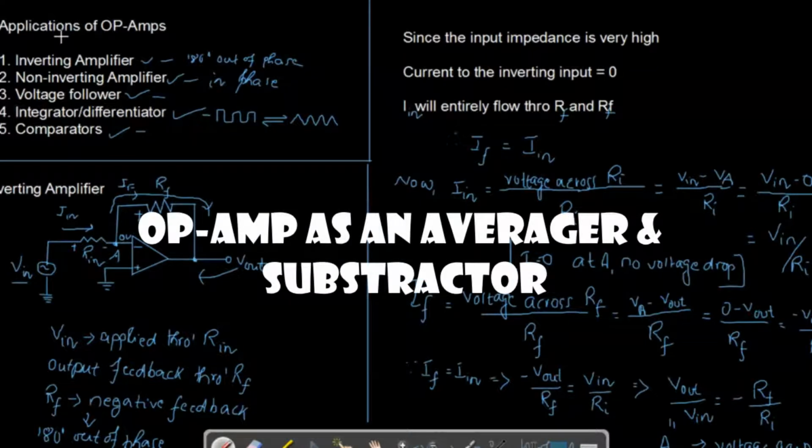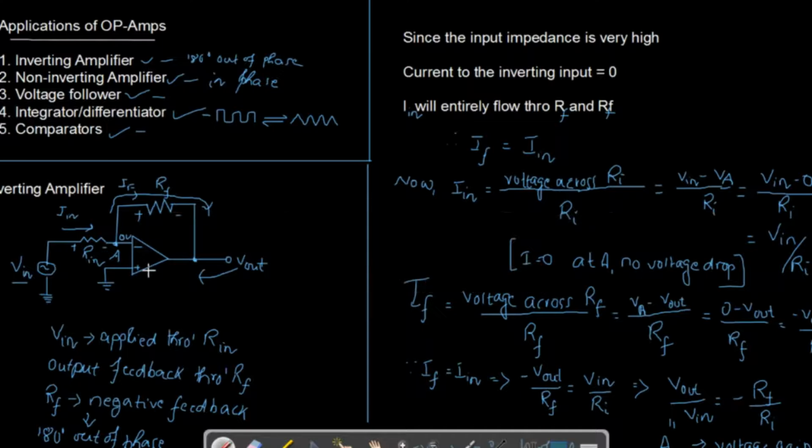What we have seen is that there are a number of applications, and some of them we're going to discuss. If you consider an inverting amplifier and a non-inverting amplifier, the basic difference is the terminal across which you are providing the input. In an inverting amplifier, you put it in the negative terminal; in the non-inverting, you put it in the positive terminal.